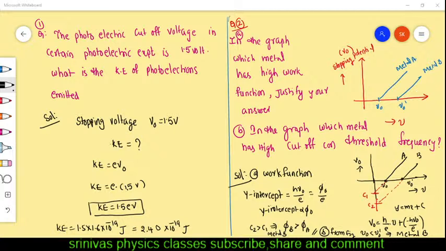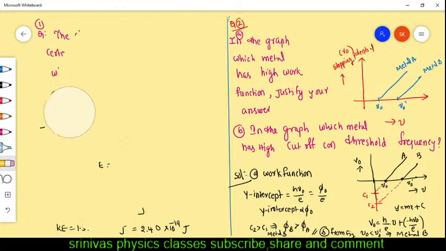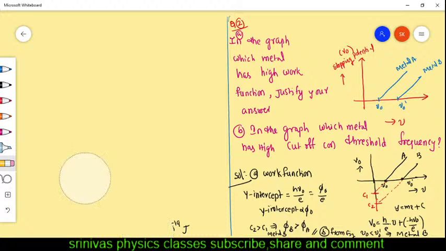Which one I have to repeat? Second question. The second question depends upon the... Okay, I will explain. You take the screenshot. I am going to erase the left side. What are they asking in the second question?